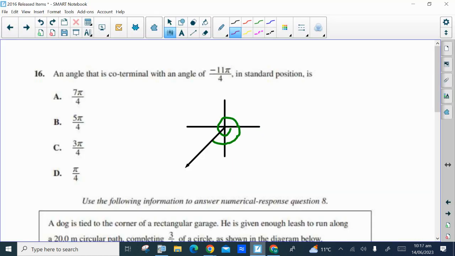The next one is 5 pi on 4. Again, that's a positive rotation angle. So if we go 5 pi on 4, that'll be 2, that'll be 4. 5 pi on 4 does end up at the same spot. So that is the answer. 3 pi on 4 would put you in the second quadrant, and 1 pi on 4 would put you in the first quadrant. They definitely don't get to the third quadrant.